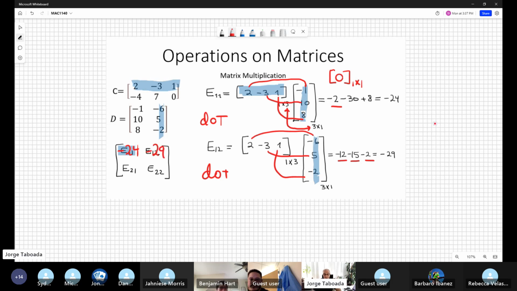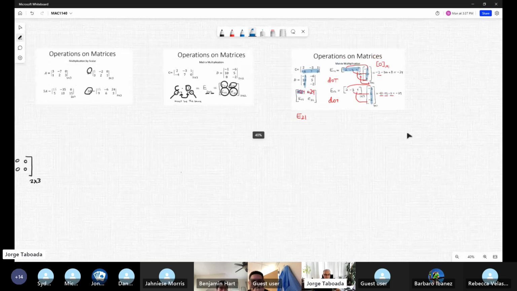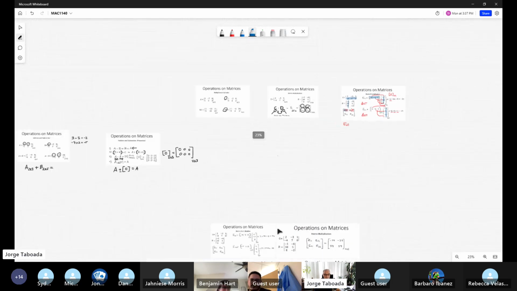And what about the rest? Well, the rest is similar. If you want to obtain E21, you see in another slide, I need to multiply the second row, and not this anymore. Multiply the second row of C times the first column of D. This one. Okay. Let me show it in another slide. There you go.